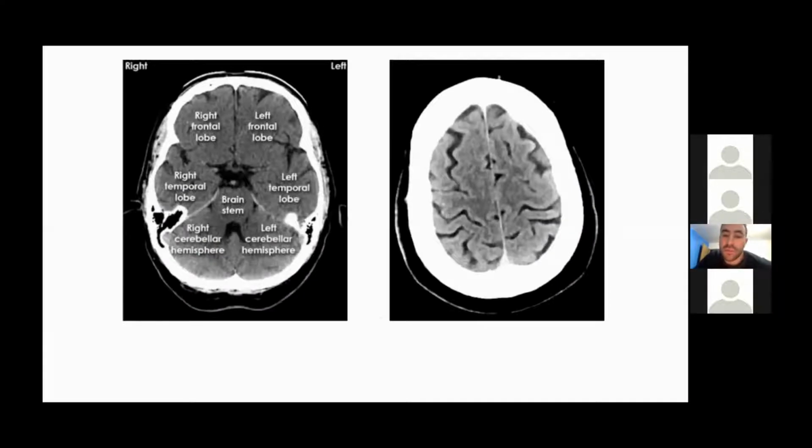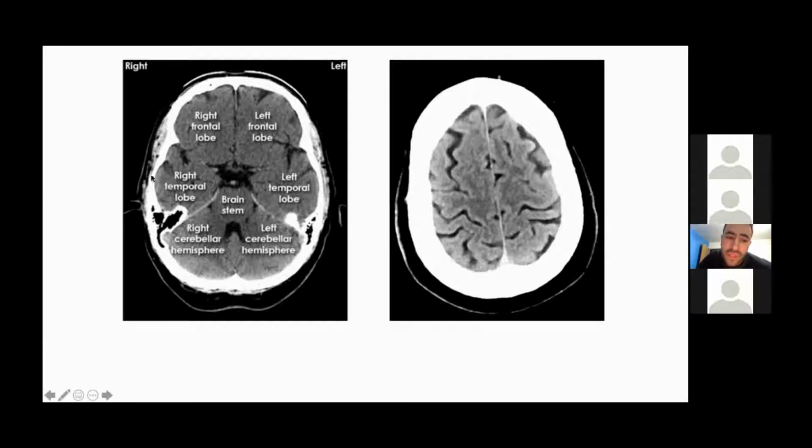And then on the right is a very high slice in a normal CT, and on the left is a very low slice in a normal CT. On the right slice, there's not much to look at. On the left, you can see a lot of the lobes are labeled. An important point to realize is that far down on the brain, the parts that actually sit on the skull are the frontal lobes, the temporal lobes, and the cerebellum, not the occipital lobes.